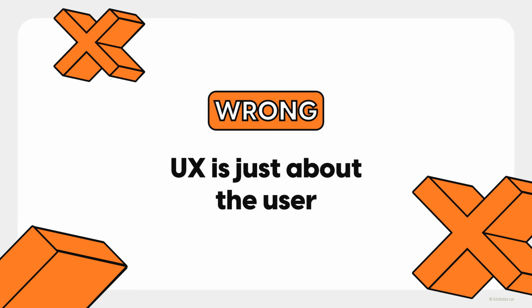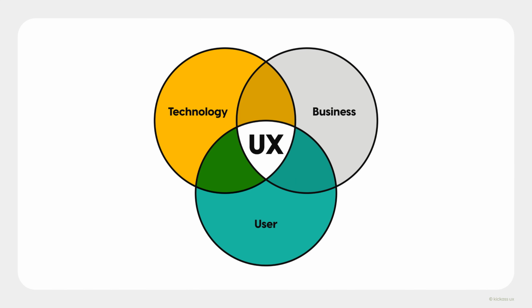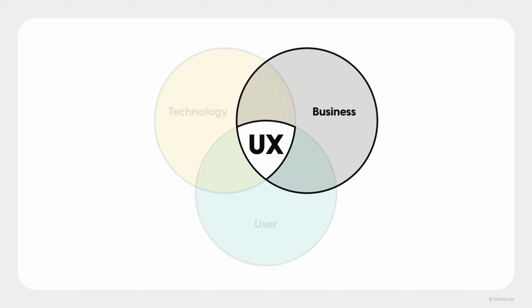The third misunderstanding: UX is just about the user. Yes, it is about the user, and there is so much more to it. UX meets at the intersection of user goals, business objectives, and technical feasibility. Finding that balance is key. Understanding what the business is trying to accomplish is critical.